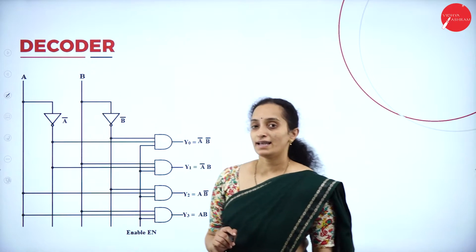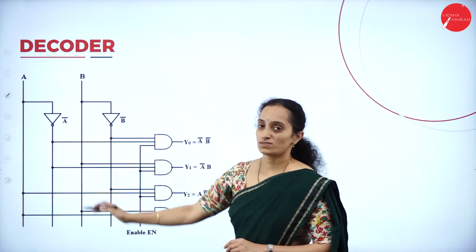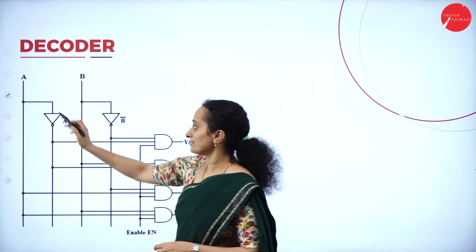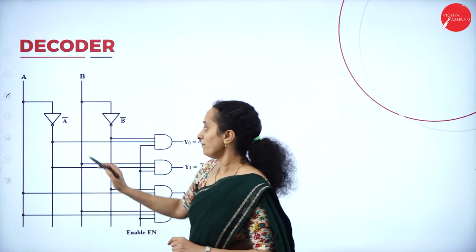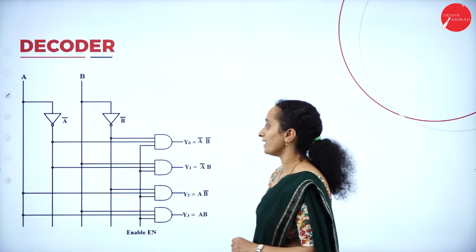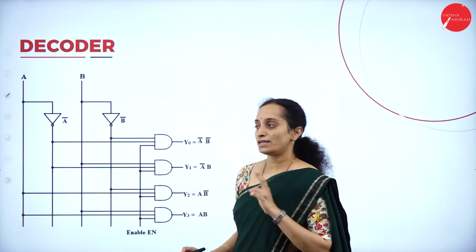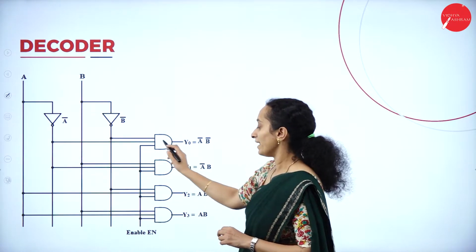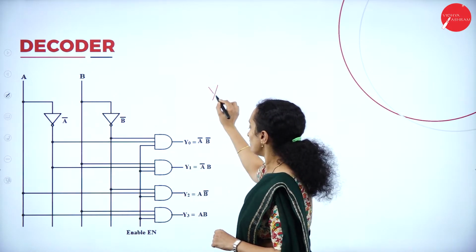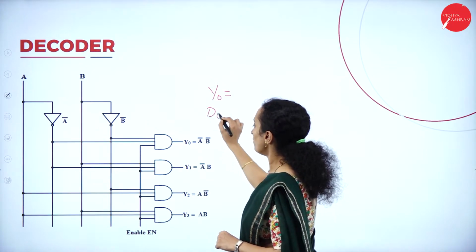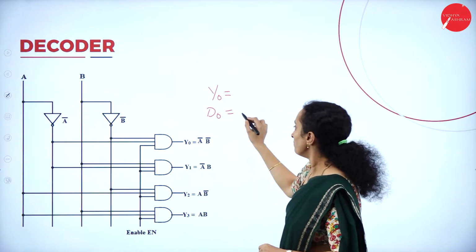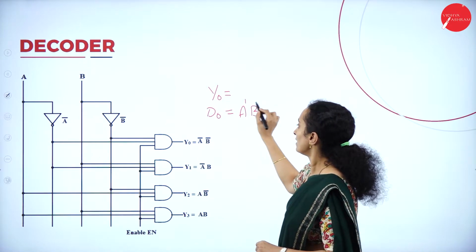Okay, here we have a 2 to 4 implementation of the decoder. We have 2 inputs, A and B, and we have used two NOT gates which represent A dash and B dash. So we'll have the combination of A and B with an enable input. E is the enable input. We get Y0, or say D0, equals A dash into B dash.